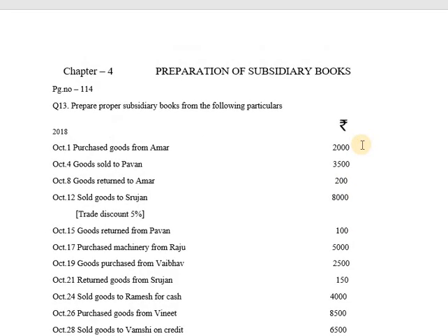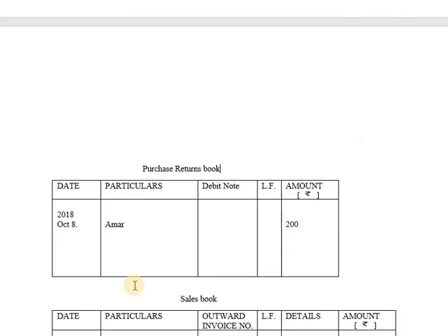After October 19, we have a transaction on October 21. Returned goods from Sujan for 150 rupees. So it is a transaction of returned goods, and here the name of Sujan is given. So let us just have a look at the previous transaction done with Sujan. So on October 12, we sold goods to Sujan. So it was a transaction of sale. So it was recorded in sales book. Now Sujan is returning the goods. So this becomes a transaction of sales return. So this will be recorded in sales returns book. So date will be taken as October 21st. In particulars, we will be writing it as Sujan, and the amount will be taken as 150.